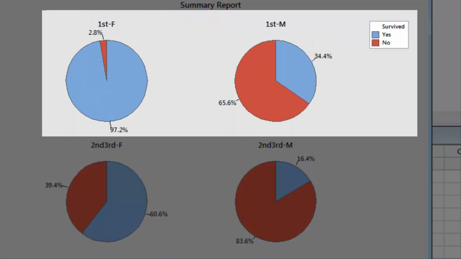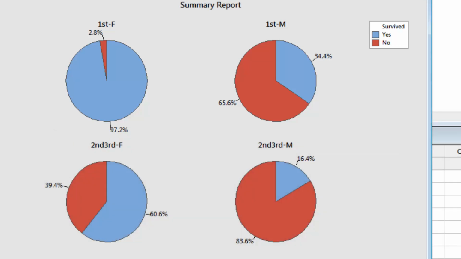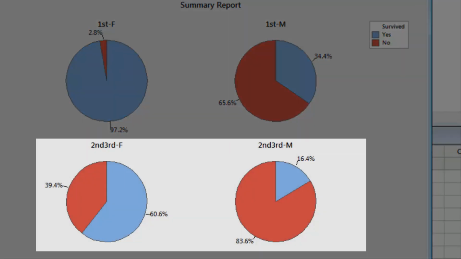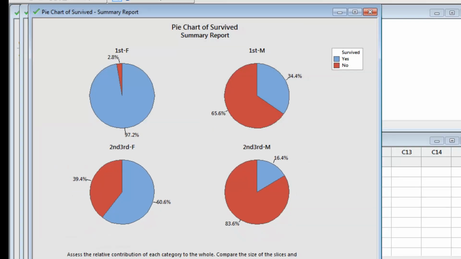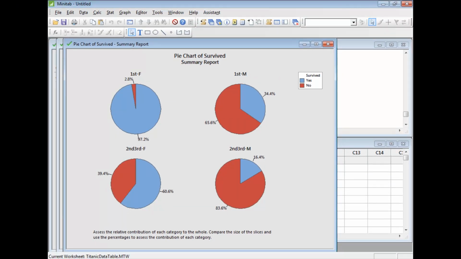The graph indicates that female passengers in first class had the best odds of surviving. Over 97% of these passengers survived, compared to only 34% of first class male passengers. Females also fared better among second and third class passengers, with 60% surviving. Men without first class tickets had the worst odds of making it off the ship. Only 16% lived.